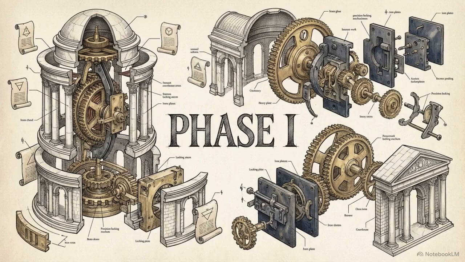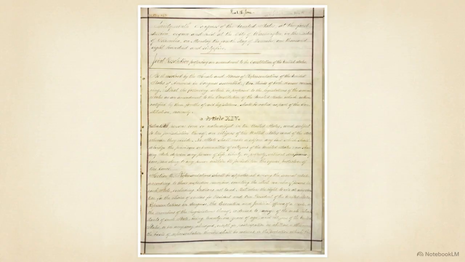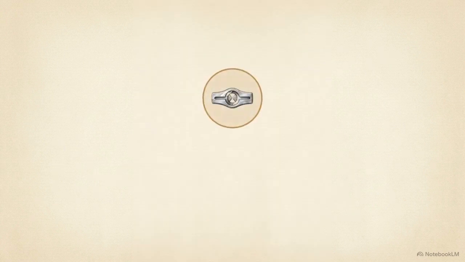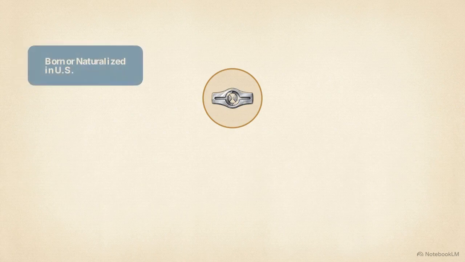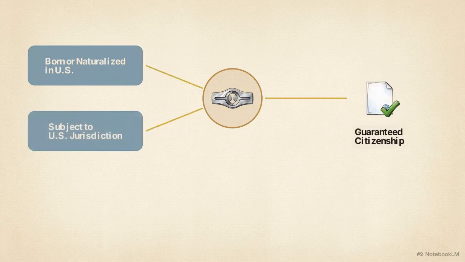The first operational protocol of the 14th Amendment was establishing a permanent, unalterable definition of an American citizen. This is the handwritten text of Section 1 of the 14th Amendment. Its ratification immediately nullified the Dred Scott ruling. The text creates an objective logic gate. Citizenship now requires exactly two inputs: being born or naturalized in the United States and being subject to U.S. jurisdiction. If both inputs are met, citizenship is guaranteed.